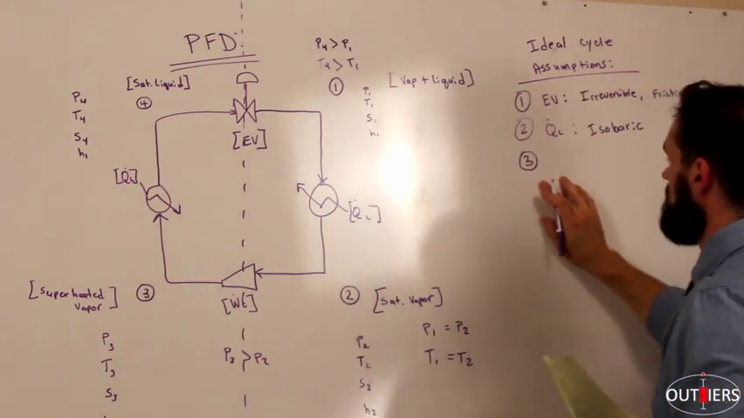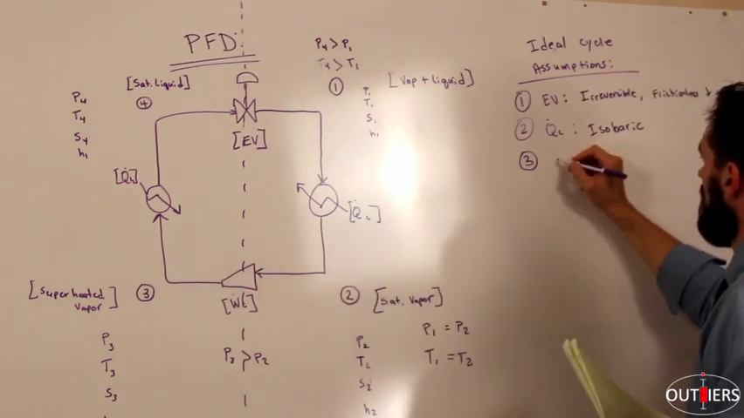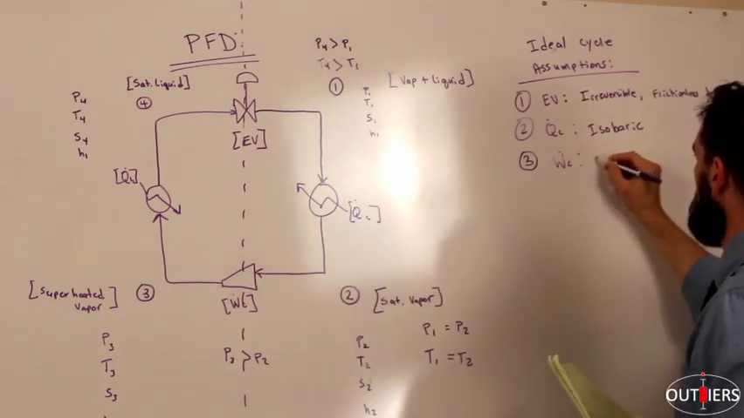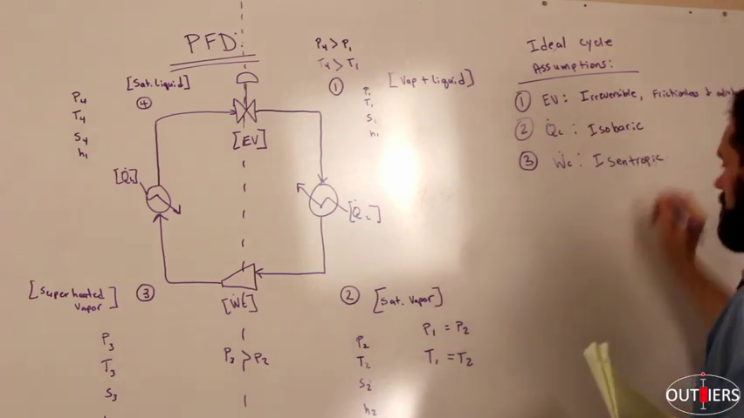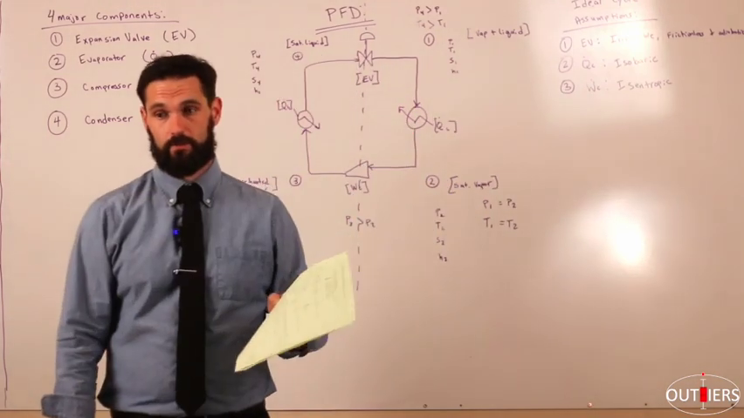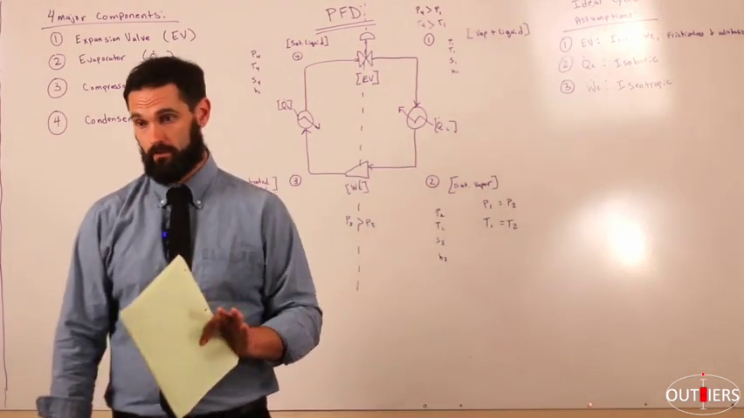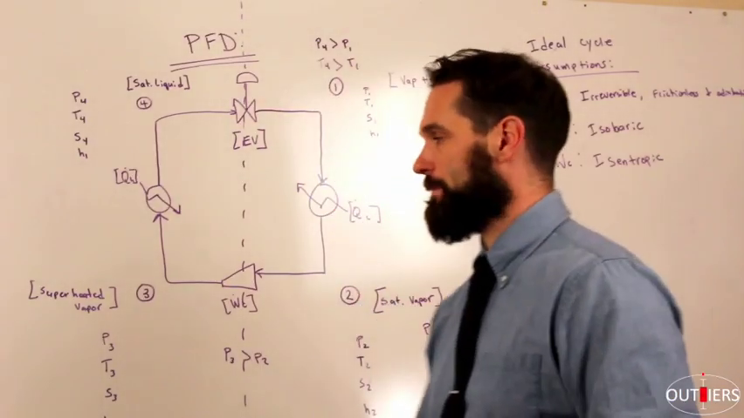The third assumption that we're going to make is around the compressor. We're going to assume that the compressor is isentropic. Now you may be saying, there's no such thing as an isentropic compressor, Josh. You're right, there isn't. But again, what are we trying to build in this ideal model? Trying to build the best case.